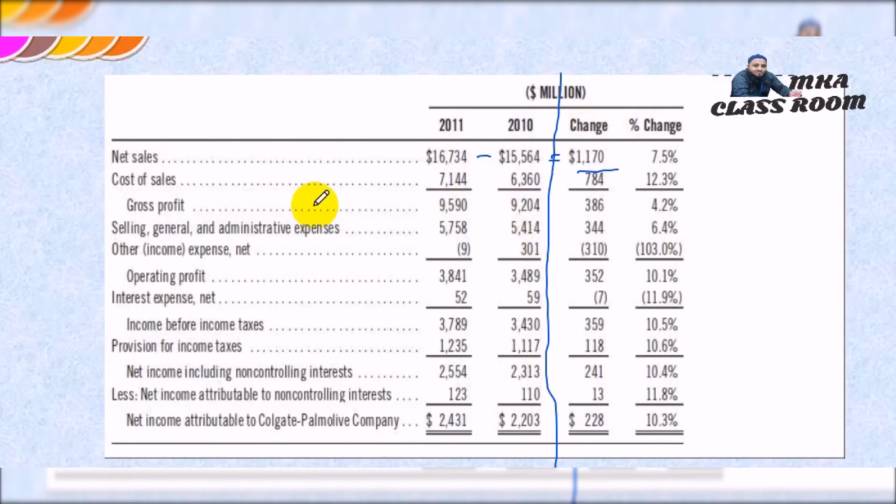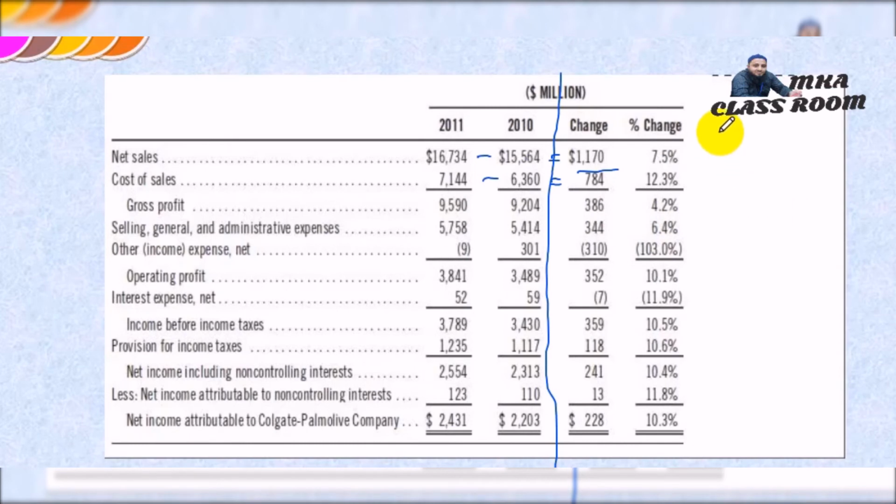In the cost of sales, 7,144 minus 6,360 equal to 784. Now it is time to calculate percentage.